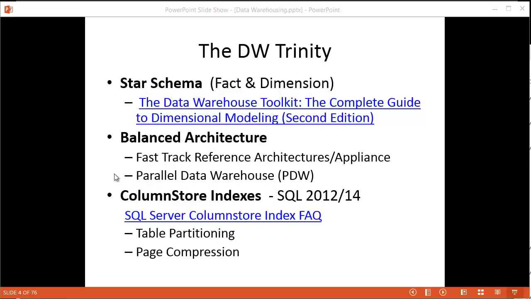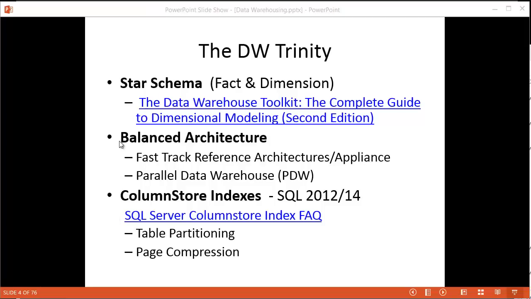The last bullet point here, parallel data warehouse, I just want to call out. This is Microsoft's MPP, or Massively Parallel Processing solution. I will talk more about that in greater detail. I have been working with these types of solutions for the past 1.5 to 2 years, and I've been very impressed with this architecture, so I will cover that as well.